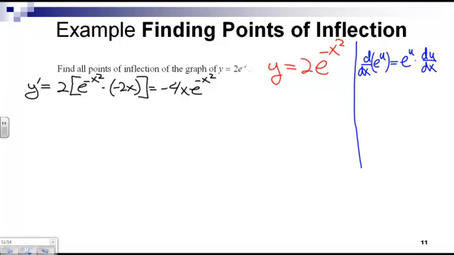That's the first derivative. The second derivative is the first times the derivative of the second, minus 4e to the negative, plus the second times the derivative of the first.